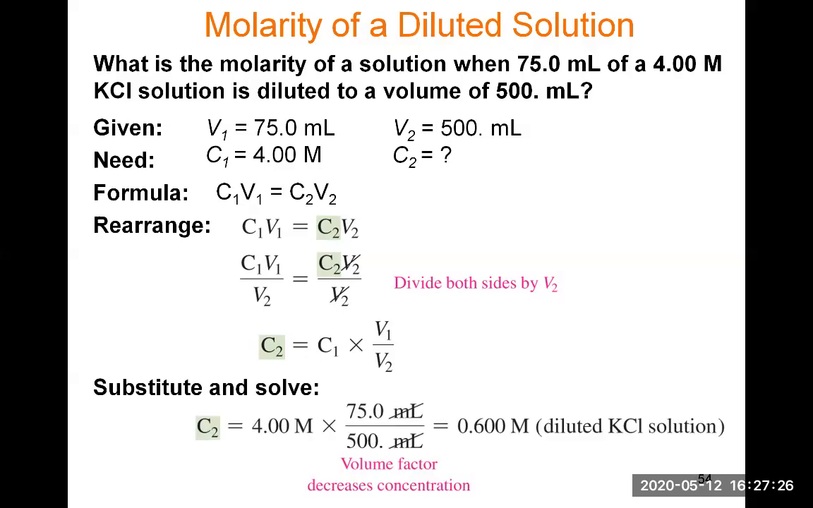So if you plug in the values, you have 4.00 molar, that's C1, multiplied by 75 milliliters, that's V1, divided by 500 milliliters, and that's V2. We see that the volume units of milliliters cancel, but the molarity doesn't cancel. So the unit of the diluted concentration will also be molarity. So in the calculator, you do 4 times 75 divided by 500, and it's 0.6.